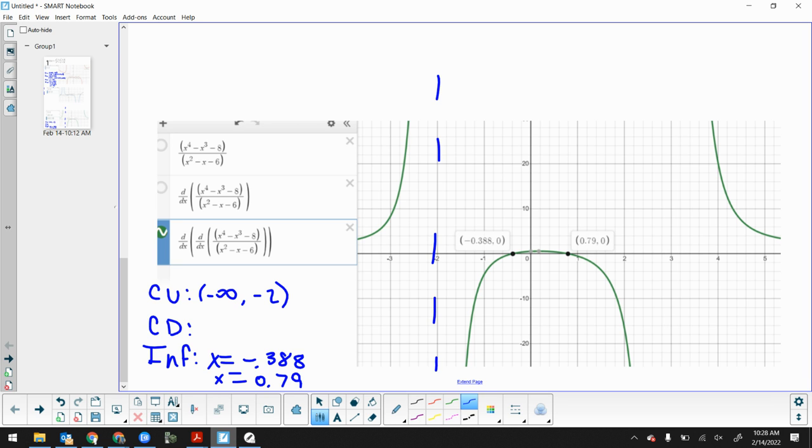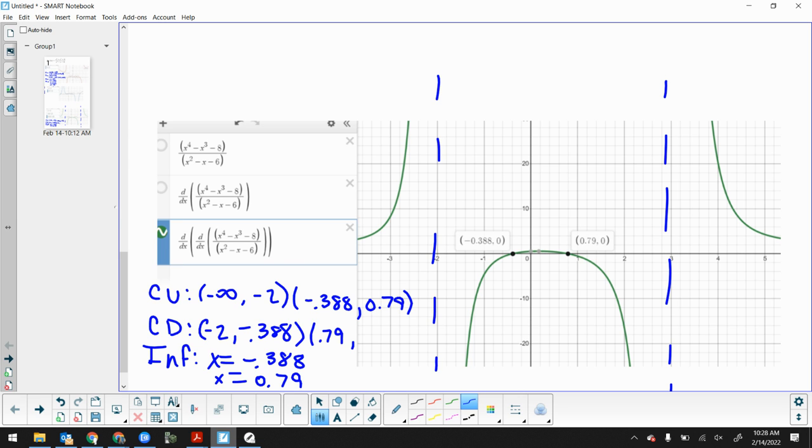And then it goes concave down from negative 2 until negative 0.388. Concave up again, because it's above the x-axis, from negative 0.388 until 0.79. And then concave down again, 0.79 until when? 3. And then it jumps back above the x-axis from 3 onward.